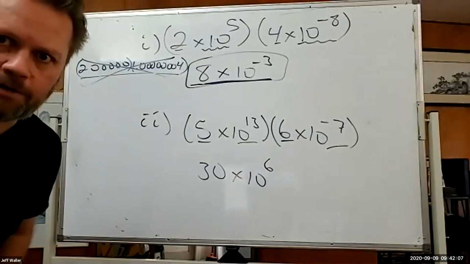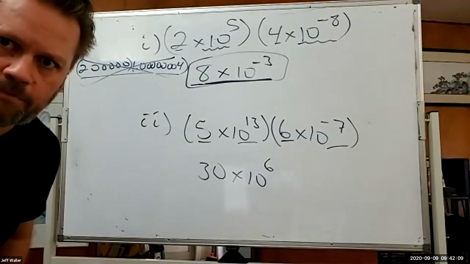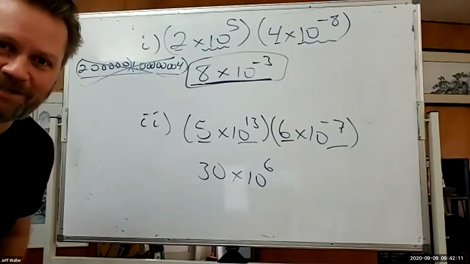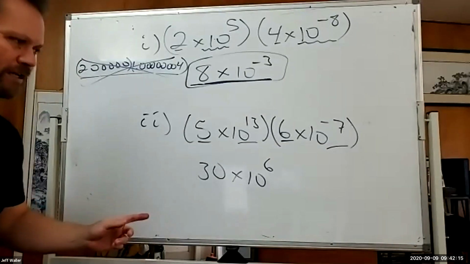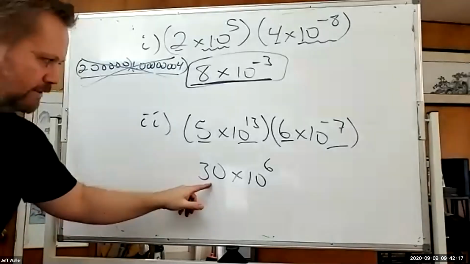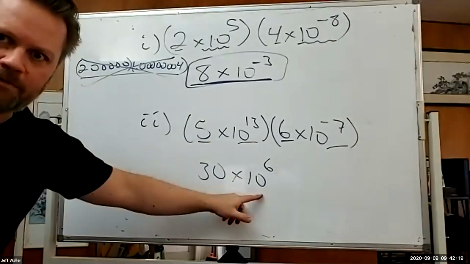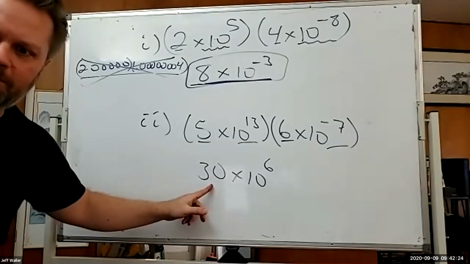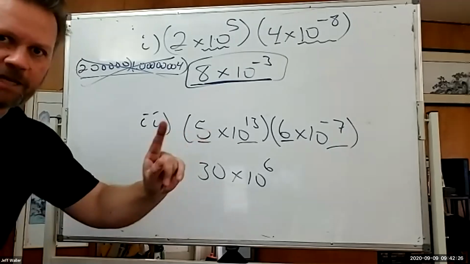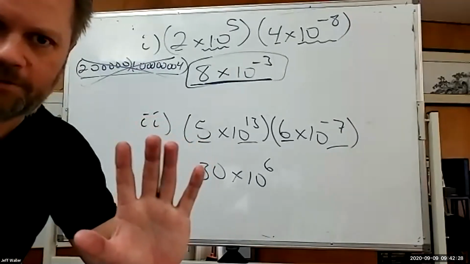Now, why is that wrong? Somebody's face went, what are you doing? That's right, I did it. You did it too, Jeff. But that's wrong. Why? Is that in scientific notation? No, because 30 is too big of a number.